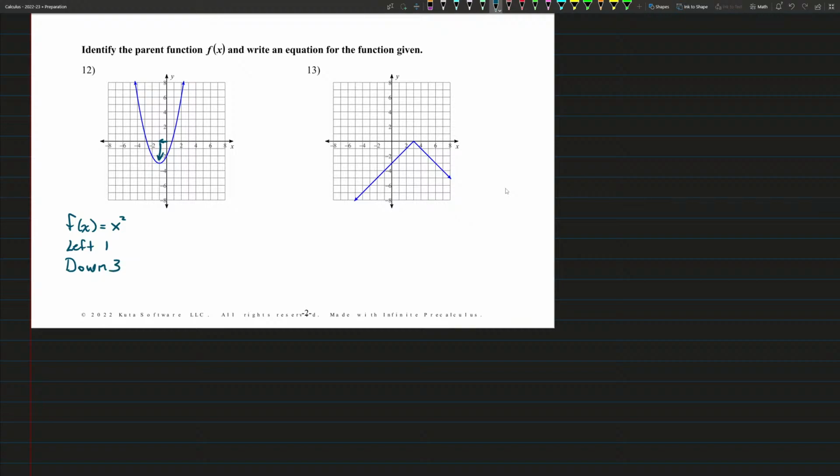So what we need is we need to add 1 to the input and then subtract 3 from the output. So then what this looks like is x plus 1 squared and then minus 3, and that's our function.